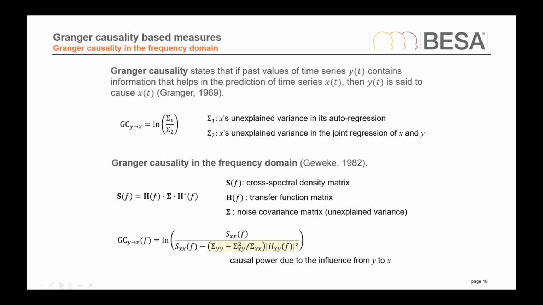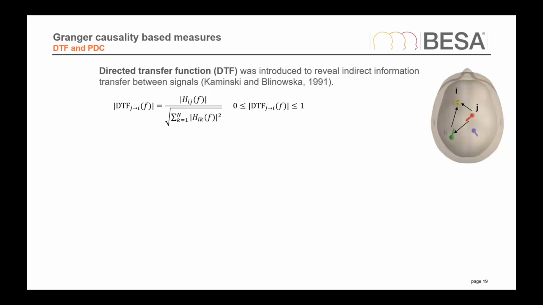But what you can see is that also the spectral density plays a role here. It just needs to be estimated, and then we get to the noise covariance matrix. So it's quite an involved technology. From this Granger causality, we can derive other measures. And there were two other measures that sound interesting.